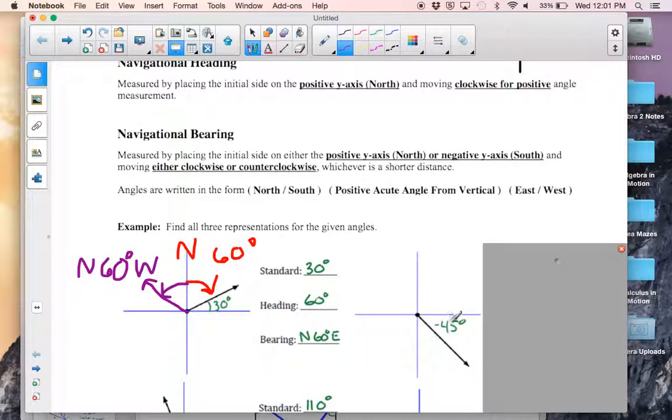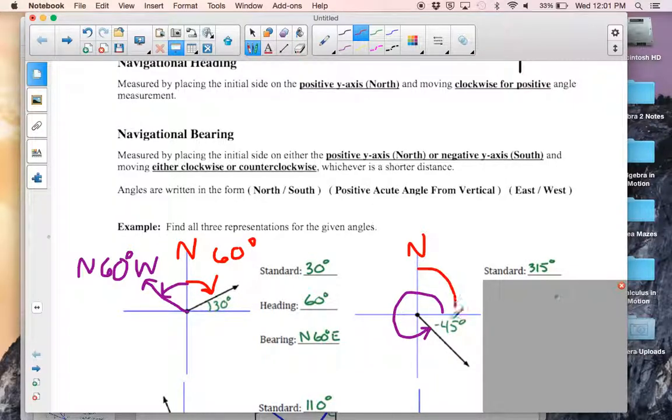So we've got this negative 45 degree angle. Let's start out with standard position. In standard position, you measure from the positive x-axis, and then we go clockwise or counterclockwise for our positive angle. If that's negative 45, the positive angle in standard position will go this way, and that's 315 degrees. As a heading, remember that you start out north and then you go clockwise.